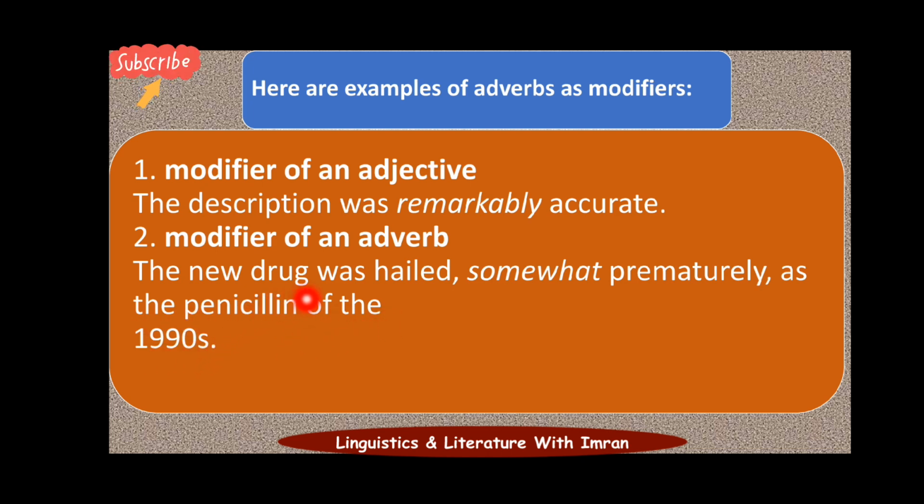You can see that here we can use an adverb phrase as a modifier of an adverb. So prematurely is an adverb and somewhat is also an adverb. So somewhat is used as an adverb phrase and it modifies what? Prematurely, which is also an adverb. So, modifier of an adjective and modifier of an adverb. Here it modifies the adverb prematurely and here it modifies the adjective accurate, right?